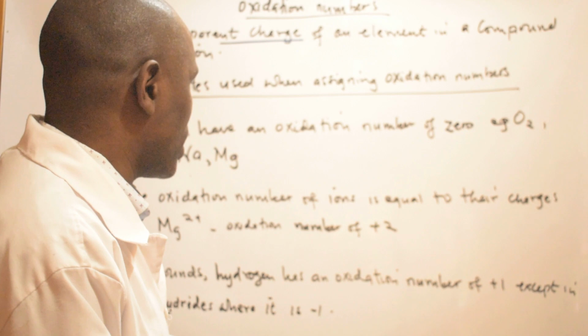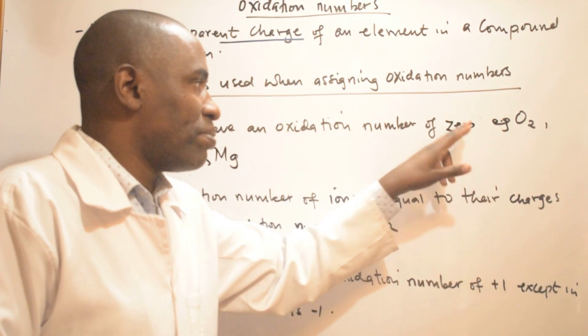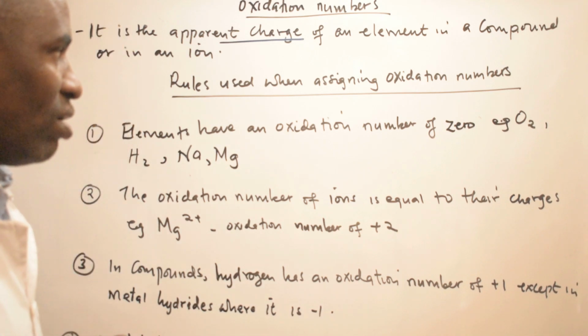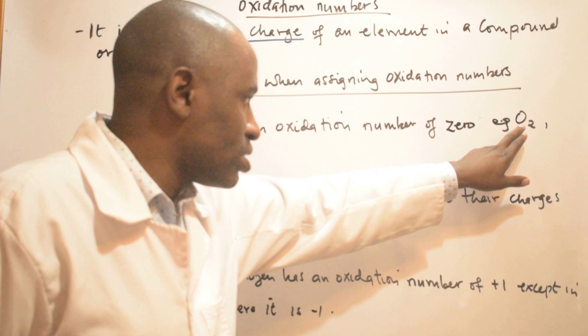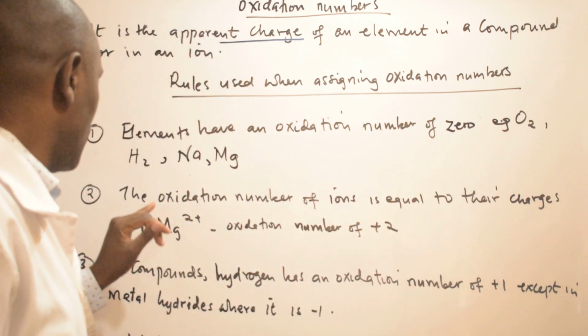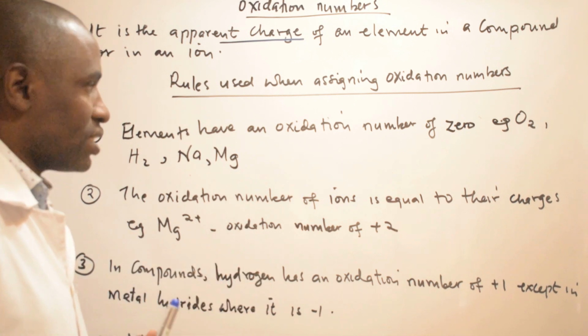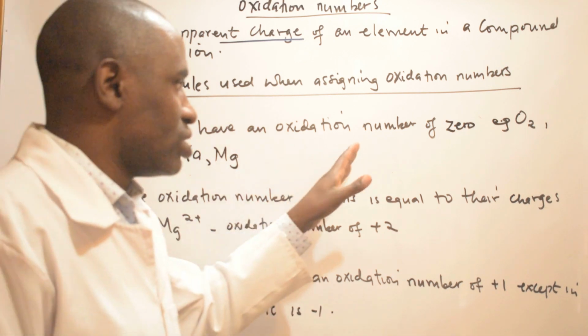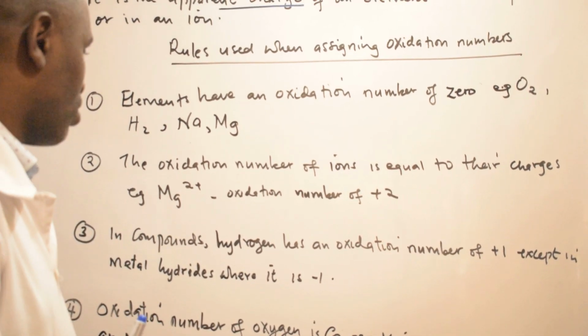Now, these ones here will have an oxidation number of 0. Why? Because they are electrically neutral. Remember, these are atoms. These are two atoms combining. Therefore, they are electrically neutral, and therefore, they are going to have an oxidation number of 0. I believe that we already know this.